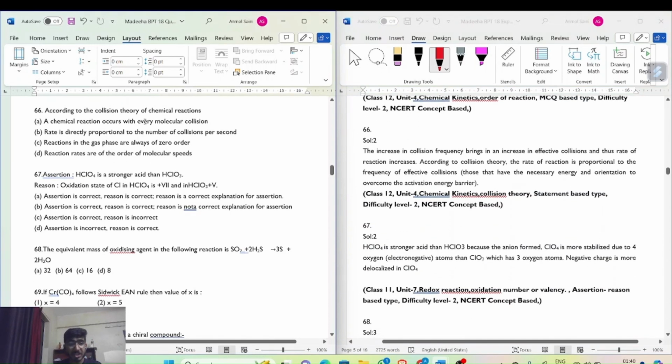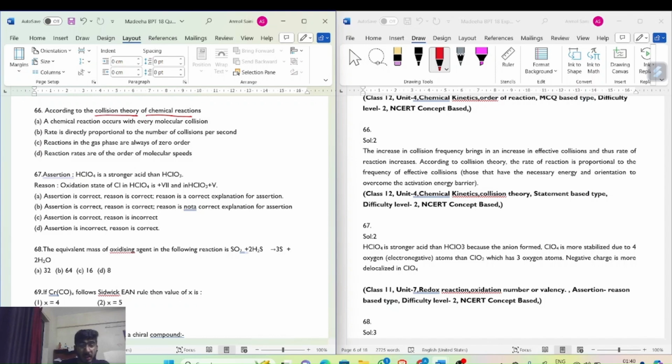Now question number 66. According to collision theory of chemical reaction, we have to answer according to the collision theory of chemical reaction. The first option is a chemical reaction occurs with high molecular collision. The second option is rate is directly proportional to the number of collision per second. Yes, this is absolutely correct. Reaction in gas phase are always zero order. It will not be always zero order. It can be first order, it can be second order, but not always zero order.